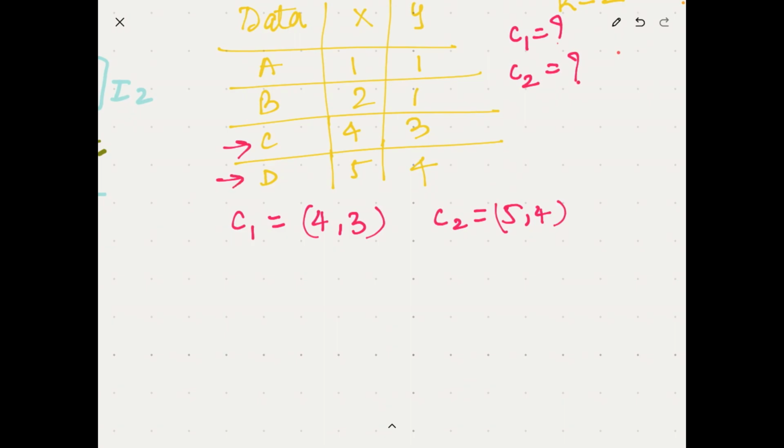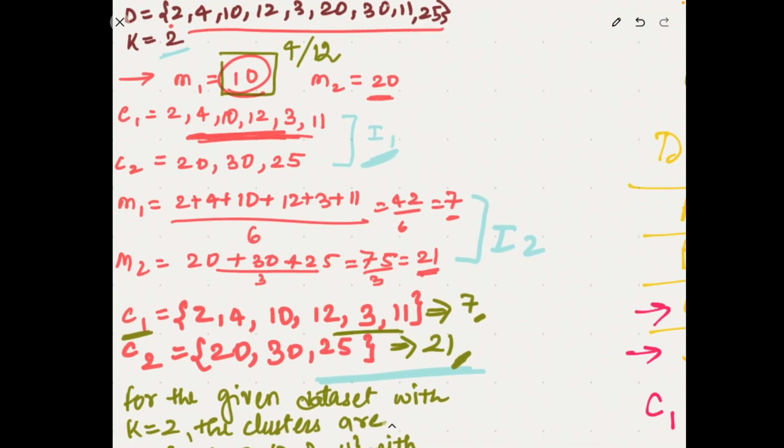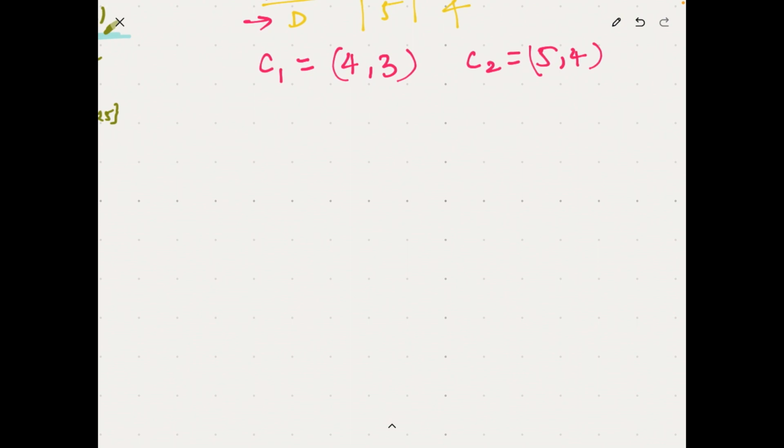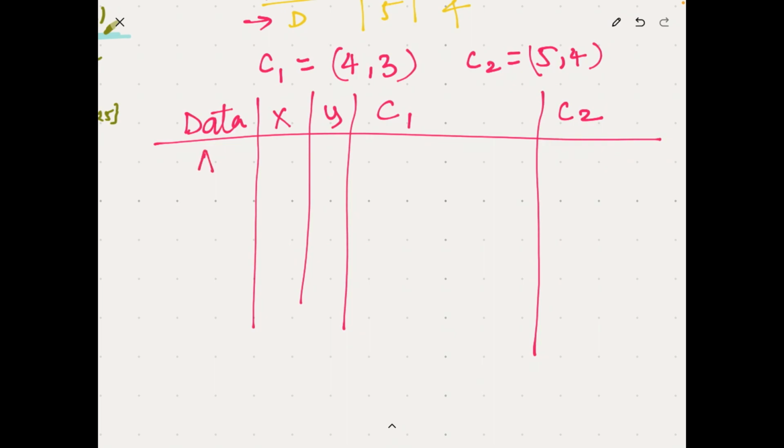Now, just like we have done in one-dimension K-means, we are going to consider which values in the dataset are nearer to the centroid that we have assumed, and then we work our way through from there. So I'm making the same table: data, x, y, the values that we had, and then for C1 we are going to calculate something, and for C2 we are going to calculate something. So data A, B, C, D, the values are 1,1, 2,1, 4,3 and 5,4.